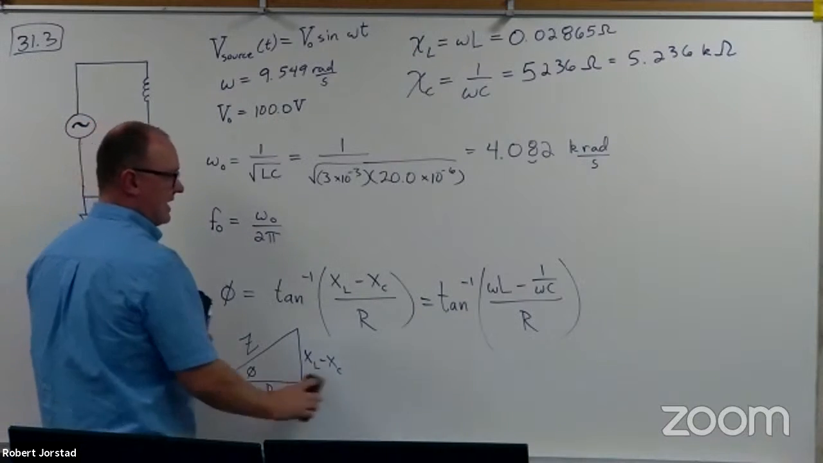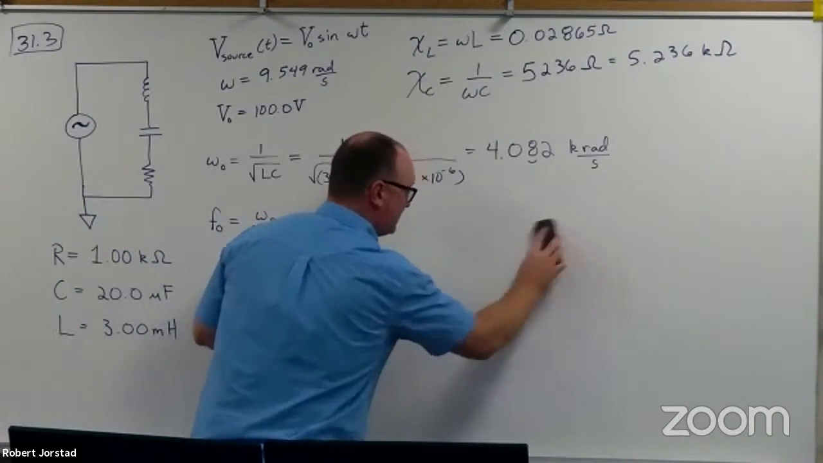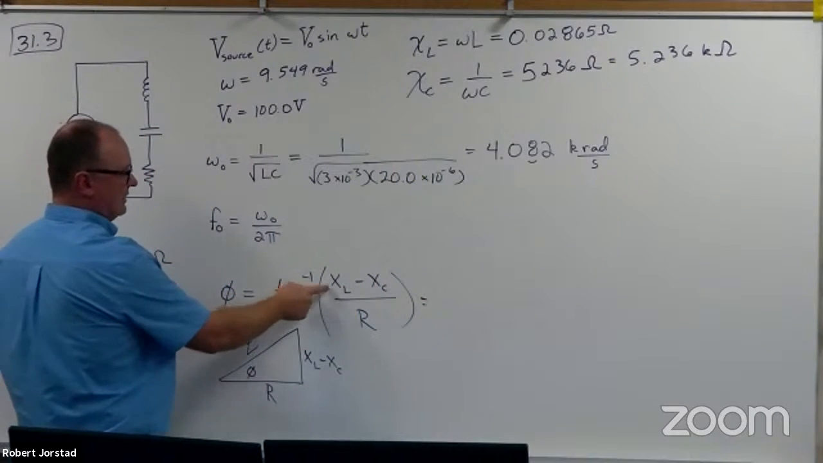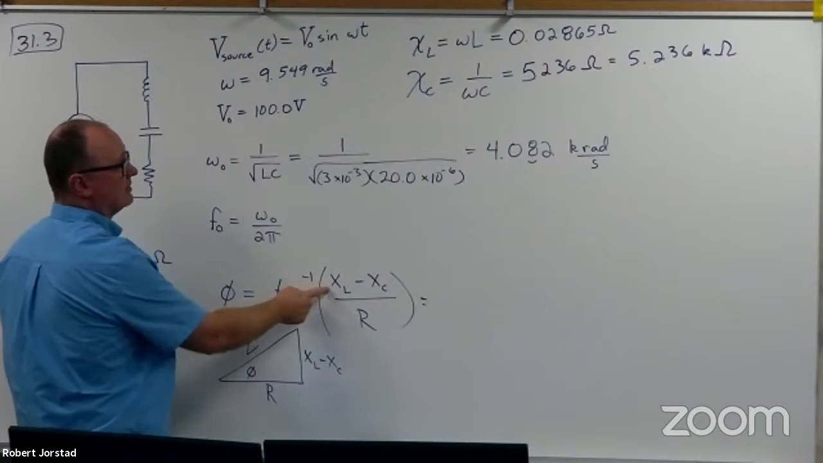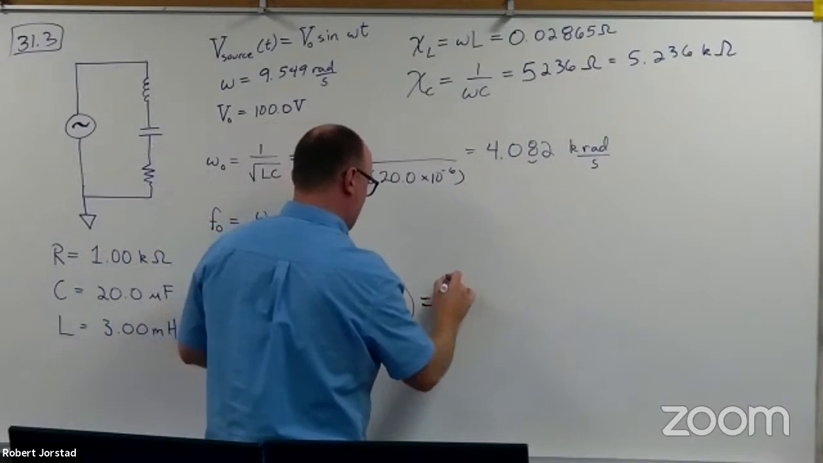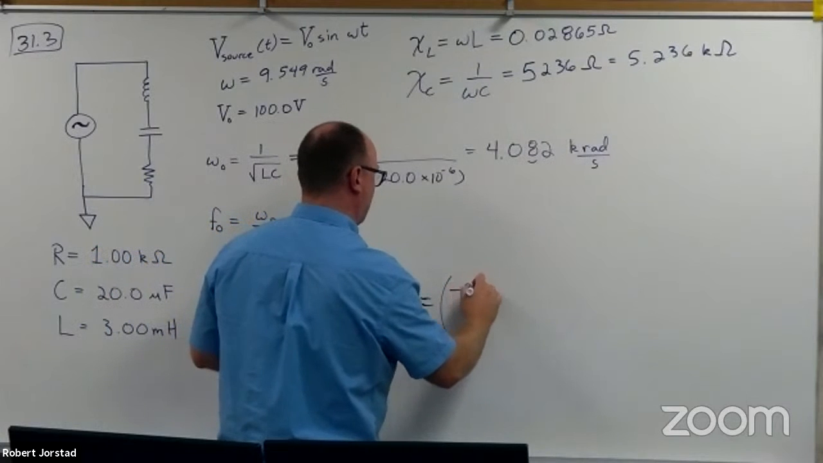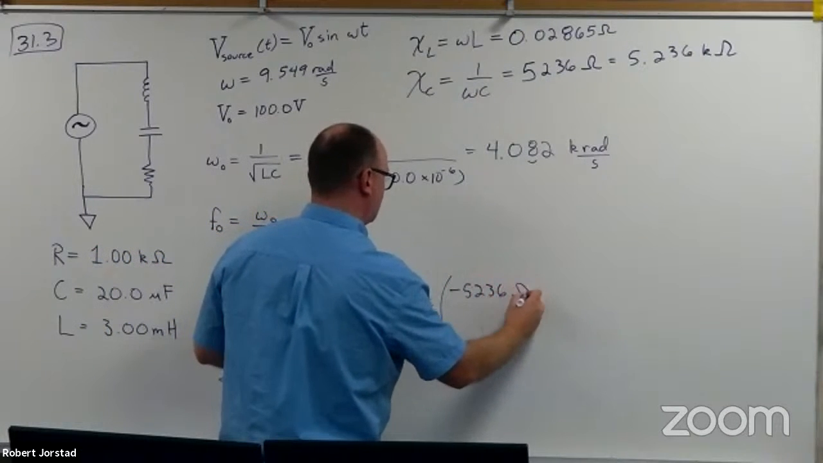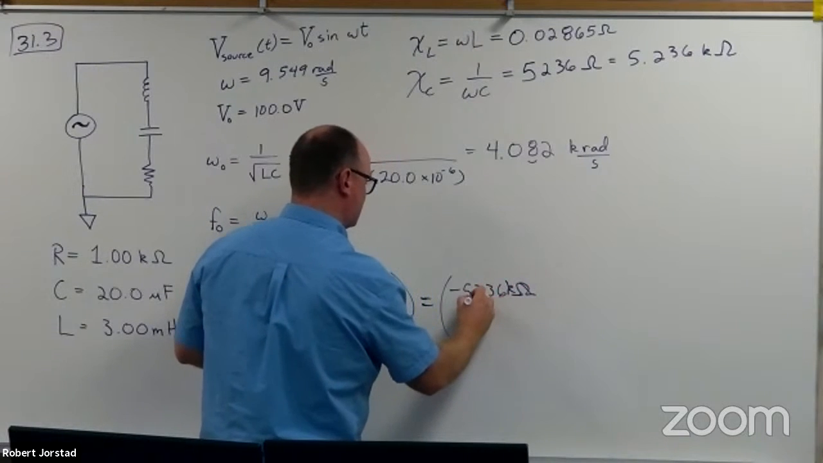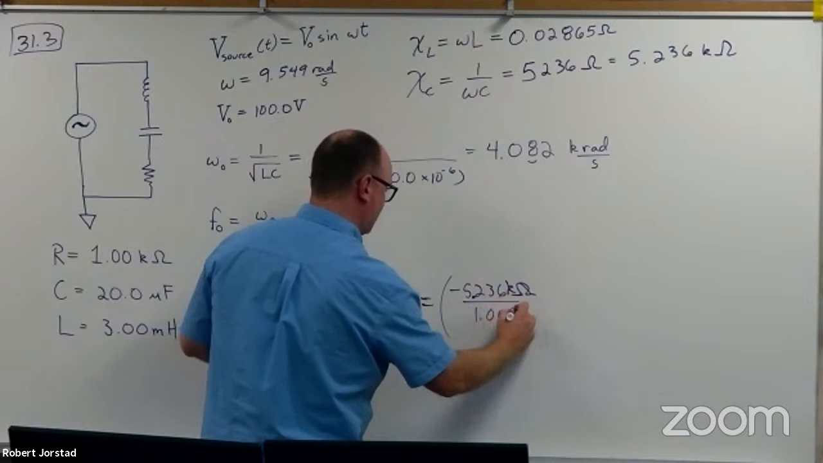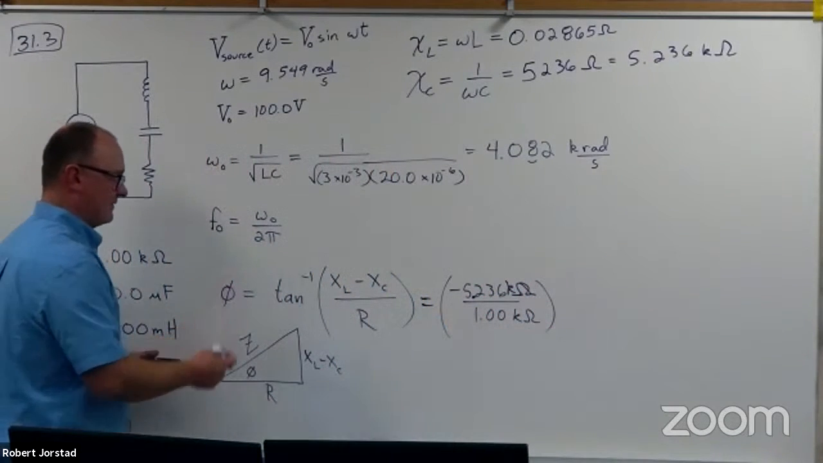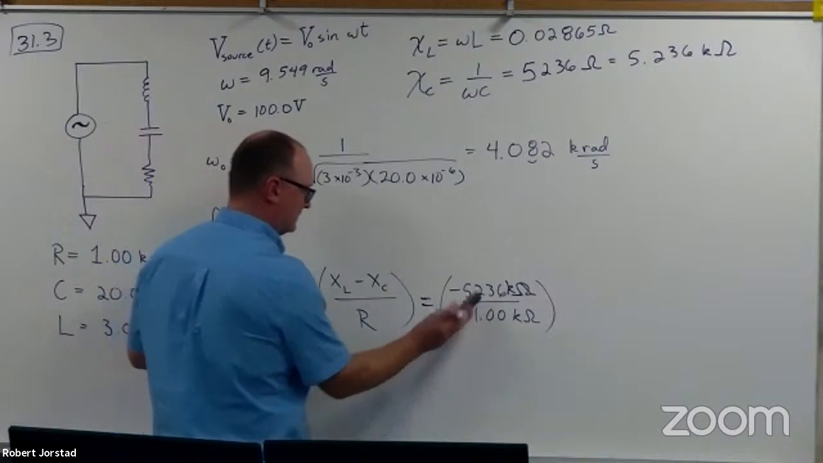Well, now, since I have these numbers, I can actually punch in and find the phase angle right here. So we could actually ignore this. Right? It's negligible. It's off in the 6th decimal place. So if I wanted to, this is actually something approximately equal to negative 5236 ohms. Actually, we could use kilo ohms because the resistance was 1.00 kilo ohms. So it's basically tan inverse of negative 5. Oh, yeah. All right.